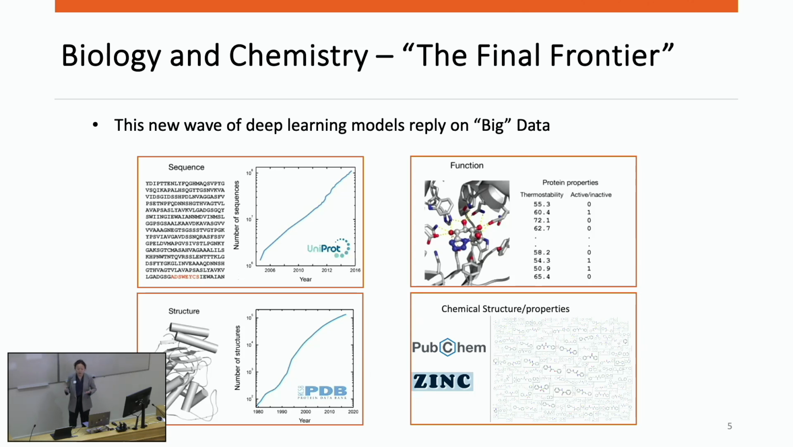This new wave of deep learning models will always rely on big data. In our field, we have plenty of biological sequence data, millions of sequences of proteins and DNAs, and we have structured data on small molecules and biological molecules. We have enormous databases such as PubChem, which cover a fraction of the known chemical space. We also have limited labeled data, such as molecular properties of certain molecules.